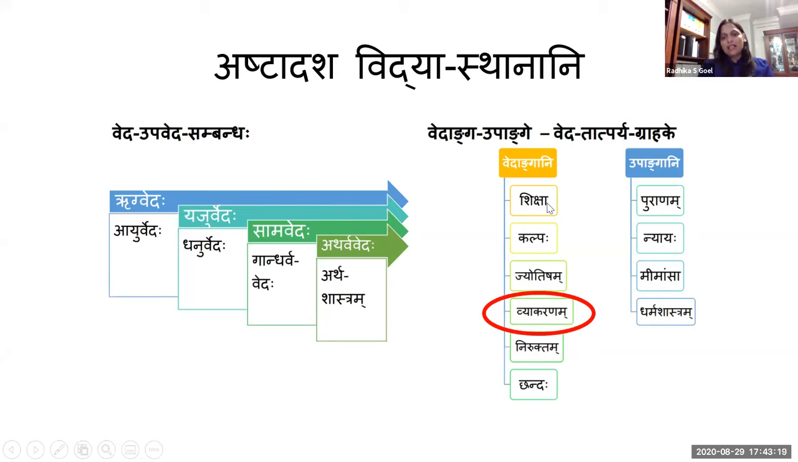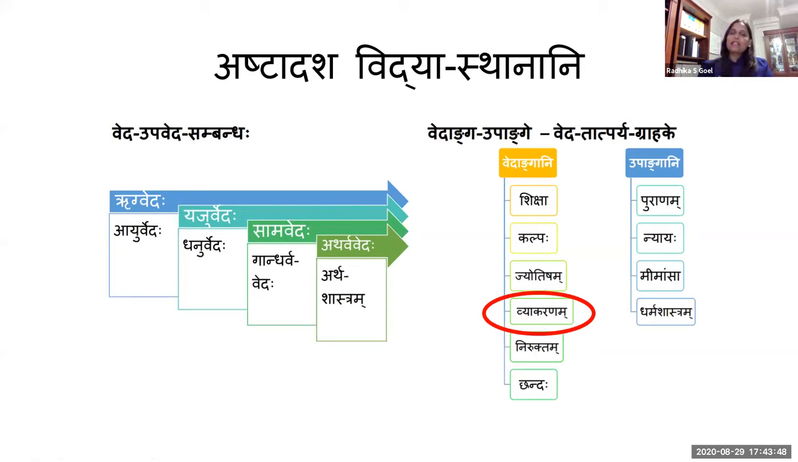There is Siksha, Kalpa, Jyotishyam, Vyakaranam, Niruktam, and Chanda. So Vyakaranam, what commonly people know as grammar, is one of the Vedangas, one of the six Vedangas. And so we have four plus the six Vedangas, which makes it 10, right, out of 18. And then there is also Upavedas.